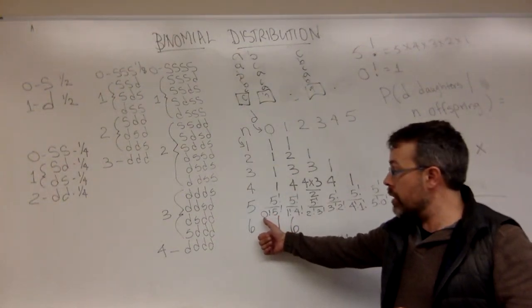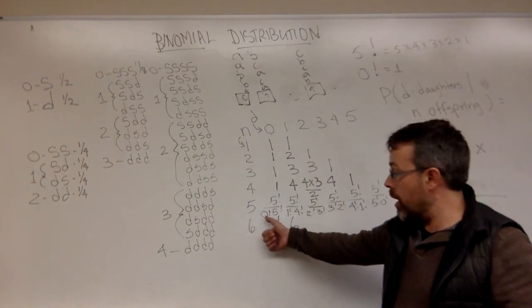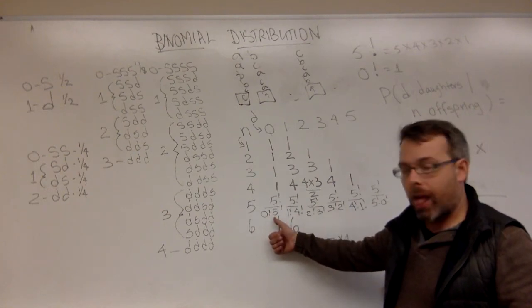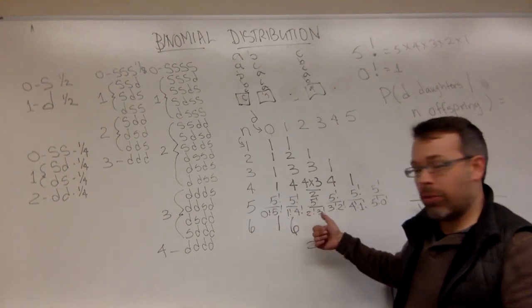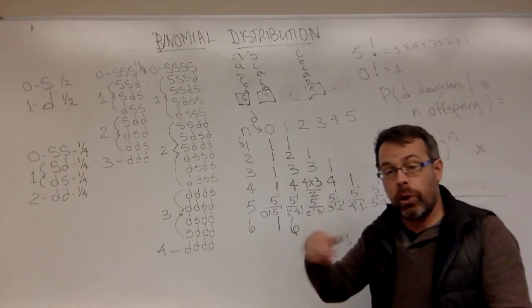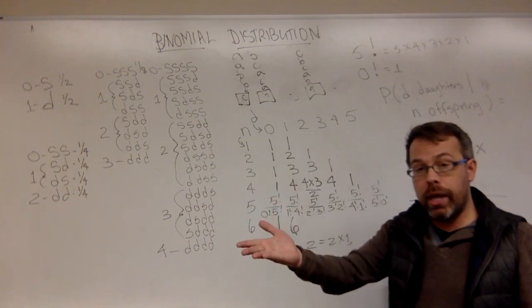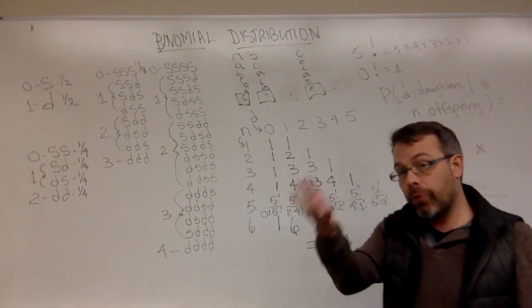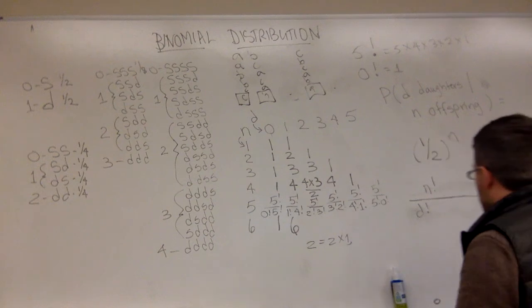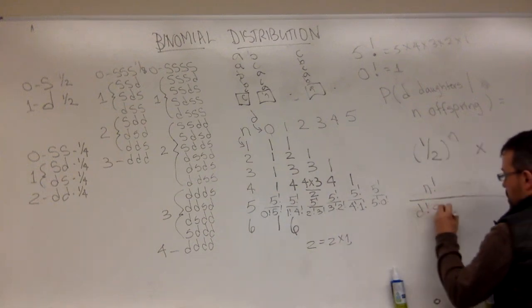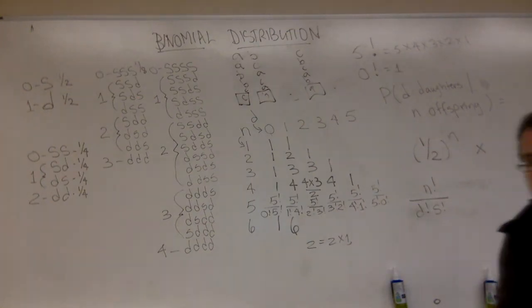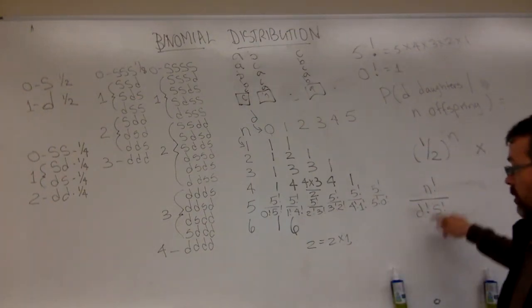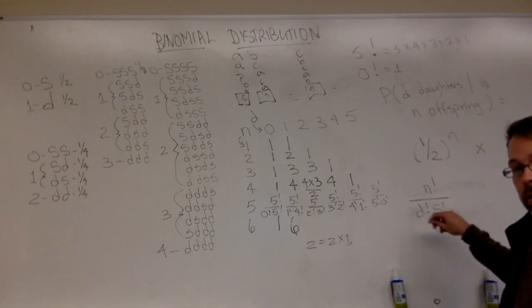And then what's 5? Well, it's the number of sons, right? If you have 0 daughters and 5 offspring, then you have 5 sons. If you have 1 daughter, you have 4 sons. If you have 2, you have 3 sons. Or if you flip a coin 10 times and you get 3 heads, you have 7 tails. If you get 4 heads, you have 6 tails. So the whole equation simplifies to n factorial divided by the number of daughters factorial times the number of sons factorial.